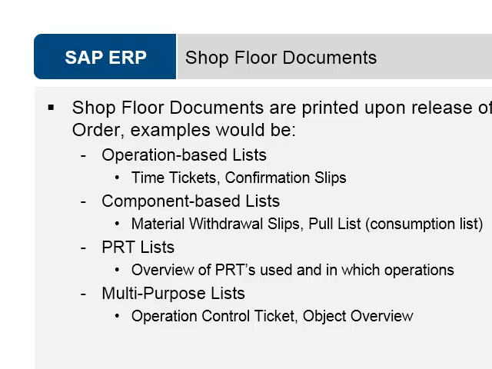There are the production resource tools. These are movable tools that can move from one work center to the other and are used for production. And then we have the multi-purpose list, like for example, an operation control ticket. This is used when something happens while you are doing the operation and you want to record that so that the manager would take notice of it.